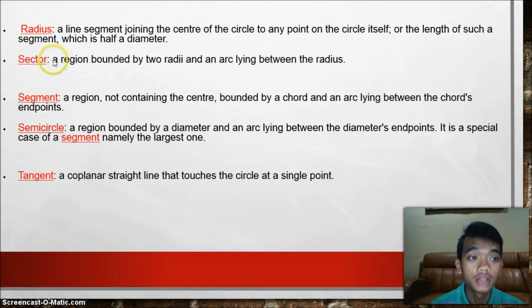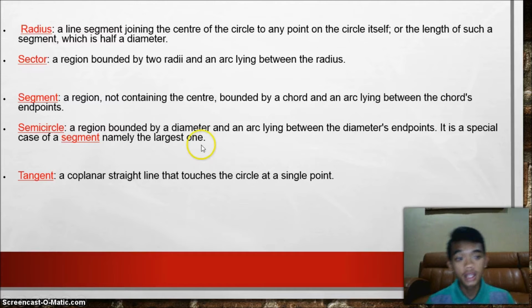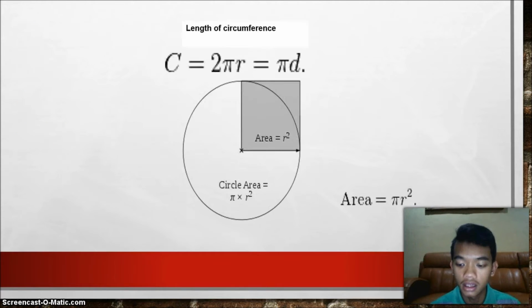A sector is a region bounded by two radii and an arc lying between the radii. A segment is a region not containing the center, bounded by a chord and an arc lying between the chord's endpoints. A semicircle is a region bounded by a diameter and an arc lying between the diameter's endpoints. It is a special case of a segment, namely the largest one, while the last one is the tangent, a coplanar straight line that touches the circle at a single point.